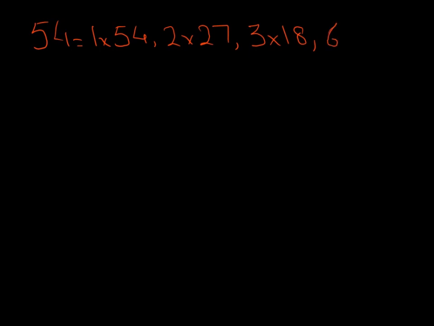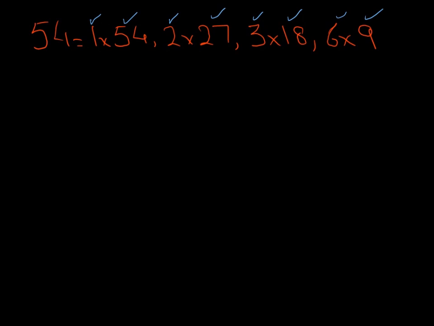So if you look at factors of 54, 54 is equal to 1 times 54. It's equal to 2 times 27. It's equal to 3 times 18. It's equal to 6 times 9, and that is where we stop. No more factors. So how many factors does this have? Let's count. It has 1, 2, 3, 4, 5, 6, 7, 8 factors. So that doesn't work.